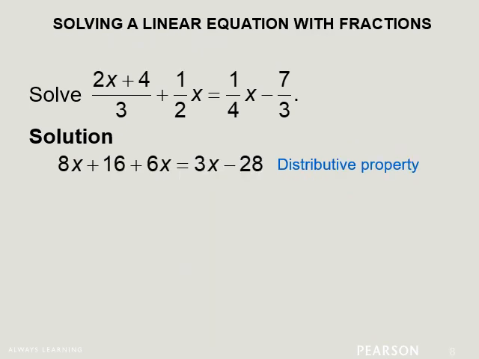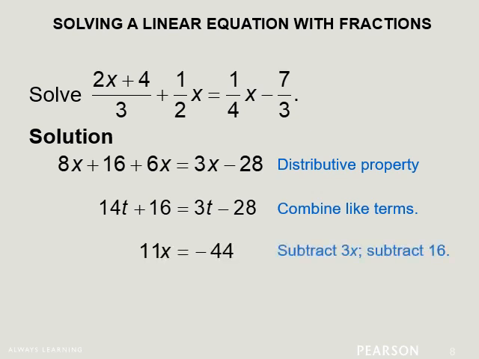All my fractions are gone, but it's still not quite there. So now I have 8x plus 16 plus 6x equals 3x minus 28. So that gives me 8x plus 6x is 14x. Oh, I made a mistake. I got a t there. That should be an x. My apologies. Equals 3x minus 28. Now I'm going to move my x's over to the left-hand side. So 14x, I'm going to subtract 3x here. That subtract 3x there gives me 11x.